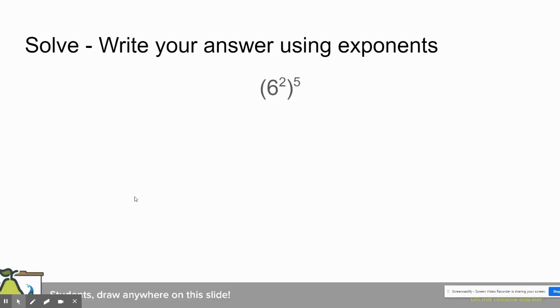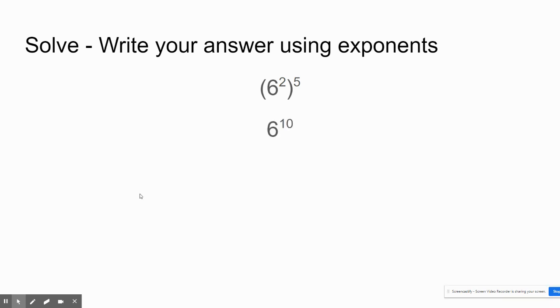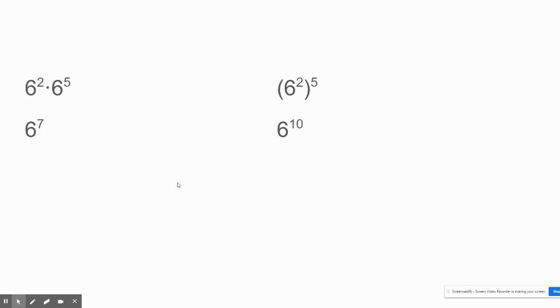Okay? Now, what's 6 to the second raised to the fifth power? Again, hopefully you've hit pause and taken a look at it. You click back on, 6 to the 10th. Now we're taking 6 to the second and raising it to the fifth power. We're going to put 6 to the second times itself 5 times. And here's what they look like when they're next to each other.